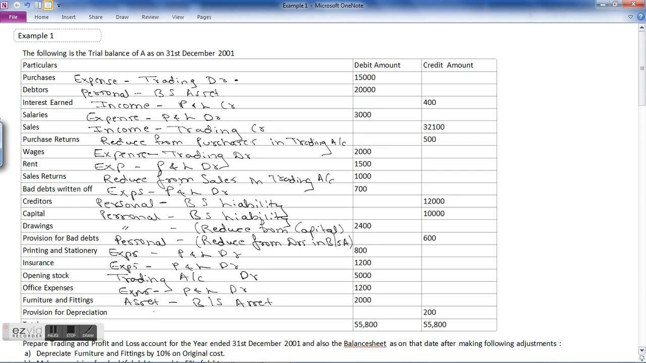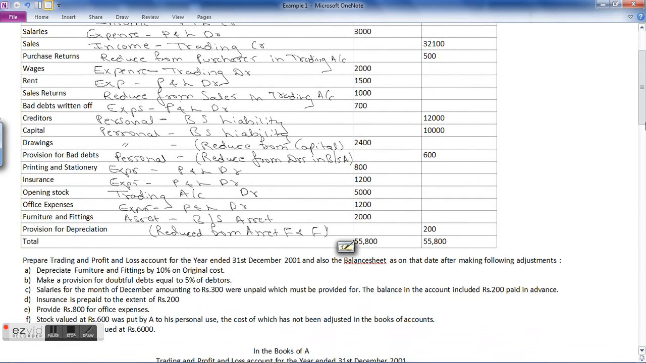Provision for depreciation. Now, what they have done is, instead of reducing the depreciation for the year from the furniture and fitting account, the furniture and fitting account is shown at cost, that is 2000. And provision for depreciation is shown separately, so it has to be reduced from the asset, that is furniture and fixtures. So it will be reflected in the balance sheet as an item reduced from your asset.